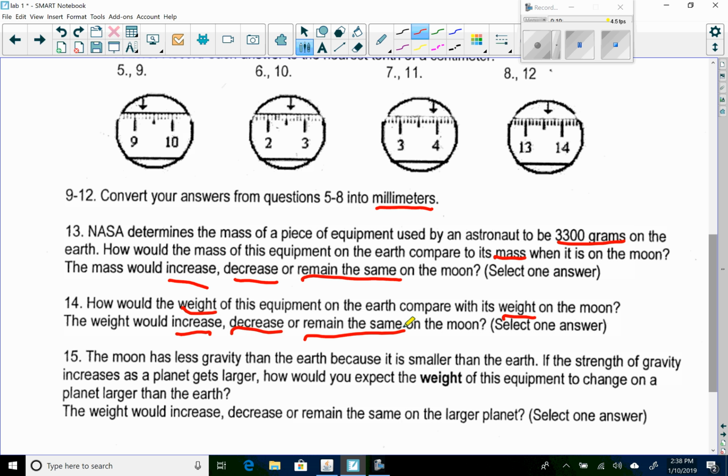Question number 15. The Moon has less gravity than the Earth because it is smaller than the Earth. If the strength of gravity increases as the planet gets larger, how would you expect the weight of this equipment to change on a planet that is larger than the Earth? Your choices are the weight would increase, the weight would decrease, or the weight would remain the same on the larger planet. Select only one answer.